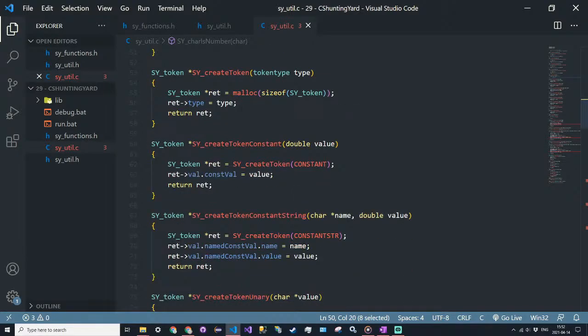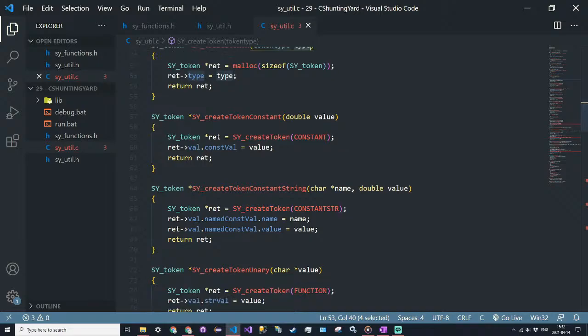And then we have a bunch of constructors for the tokens. You can pass in a type for the token, then you can also pass in certain values based on whatever you want to create. So for example, sy create token constant, you will pass in a double value. This will call create token passing in the corresponding type, which is constant, and then it just sets the double value in the union and returns that value there.